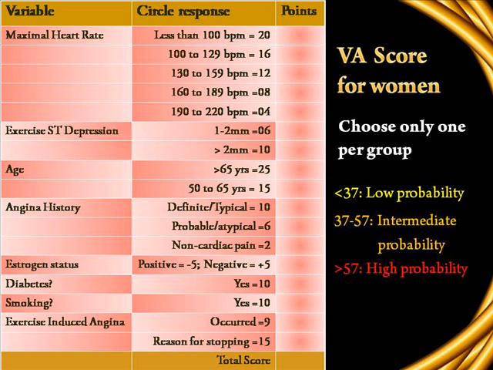Age here in women, more than 65, 25 points. 50 to 65, 15 points. Less than 50, 0 points. Angina history, definite or typical angina, 10 points.